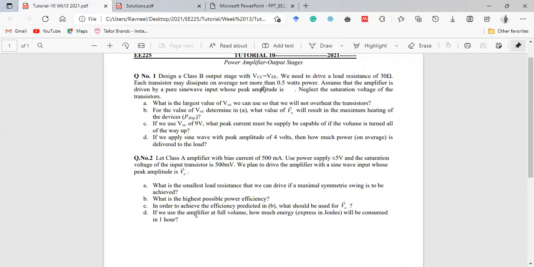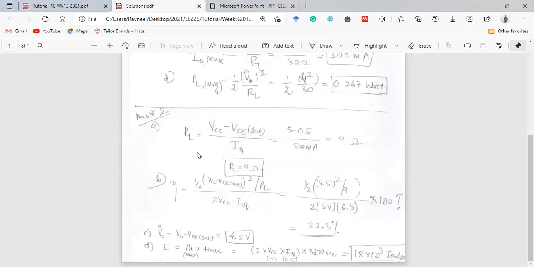If we use the amplifier at full volume, how much energy will be consumed in 1 hour? Whatever input power we are supplying, that is going to be our output, isn't it? So that will be the maximum energy, right? Energy is basically equivalent to the maximum power delivered, right?